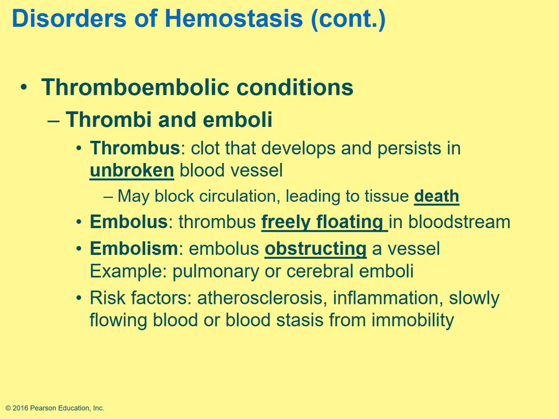A thrombus is a clot that has developed and it persists in an unbroken blood vessel. And like I say, it may end up blocking circulation, leading to tissue death. An embolism is when you have an embolus, which is a free-floating clot in the bloodstream, and it has now moved and it blocks or obstructs the vessel. So a pulmonary embolism is when you have a clot in the lungs. Cerebral embolism is when it's in the brain.